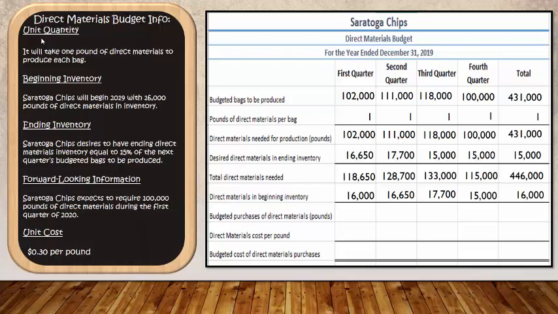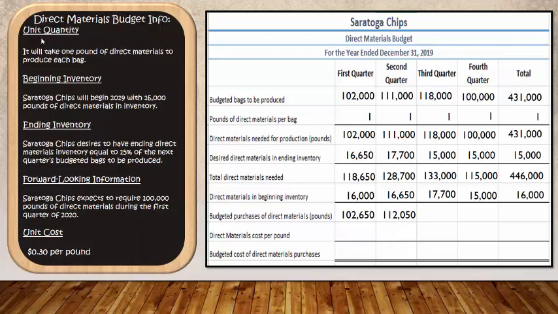We had 16,000. To figure out the amount of materials that we need to purchase in each quarter, we simply take the amount of materials needed and we subtract what we already have, which is the materials in beginning inventory. So for the first quarter, we take the 118,650 pounds of materials needed, and we subtract from that the 16,000 pounds of materials that we have in beginning inventory, which means we're going to need to purchase 102,650 pounds of direct materials.